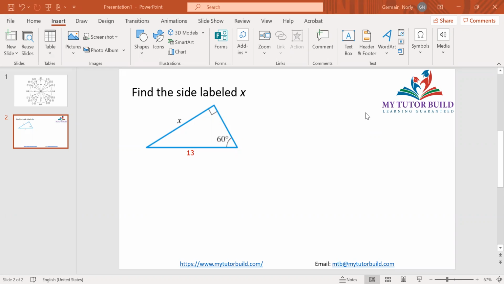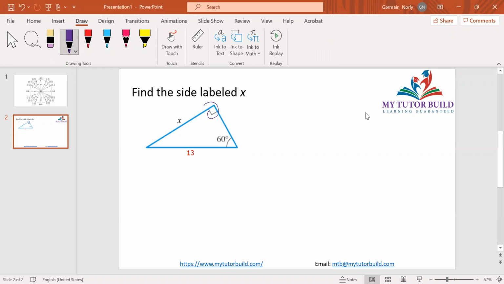You know, the total of the angles in a triangle is 180. Because it's a right triangle, you already have 90 degrees for the right angle, plus 60, and you can find this angle. But actually, they don't ask us to solve the right triangle. They only ask us to find x.